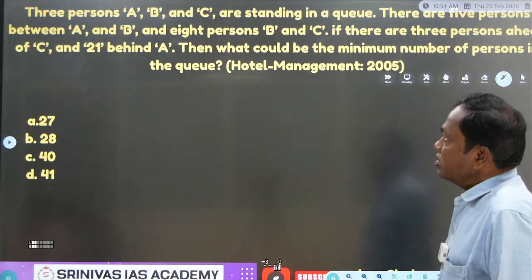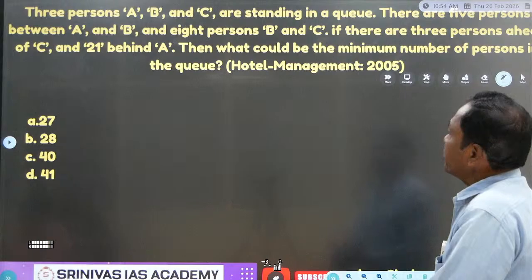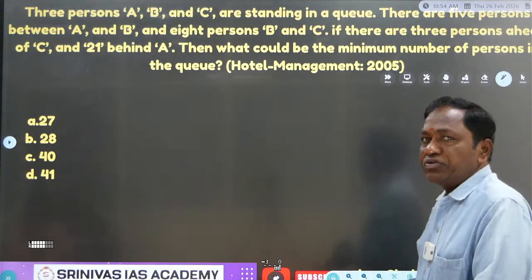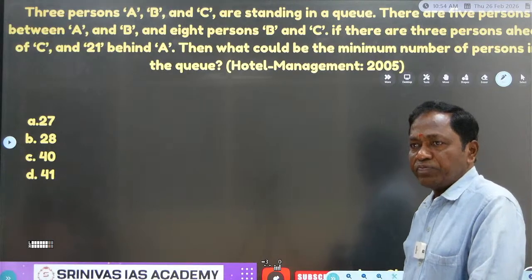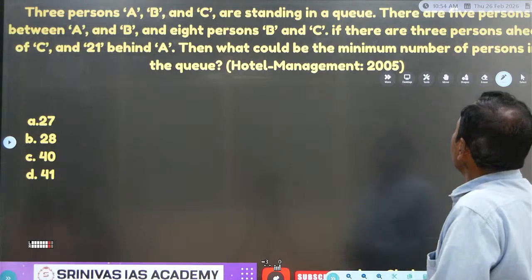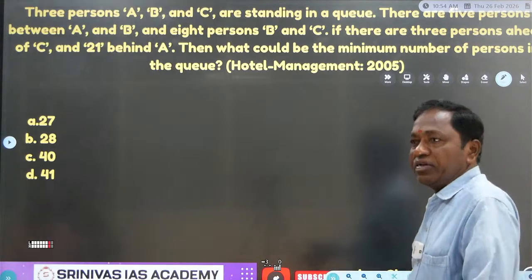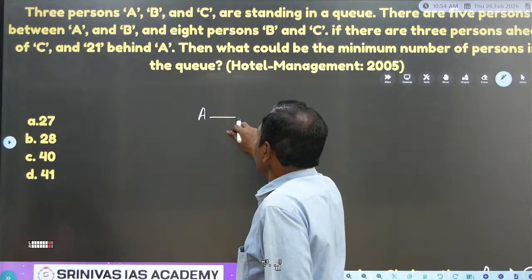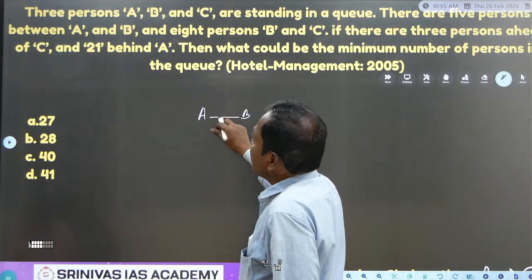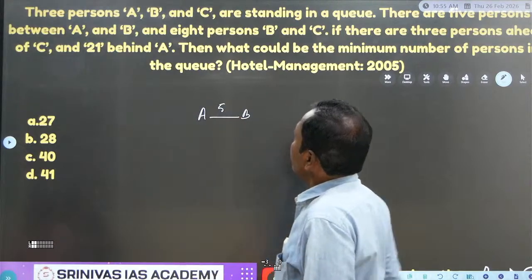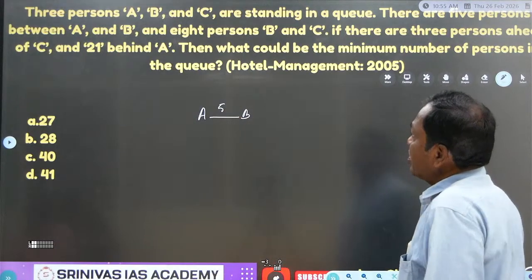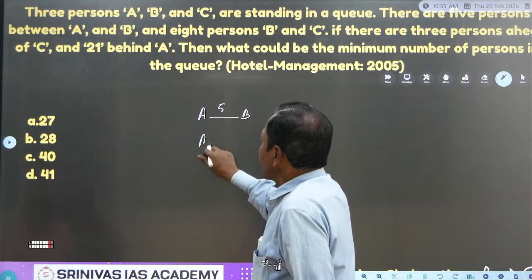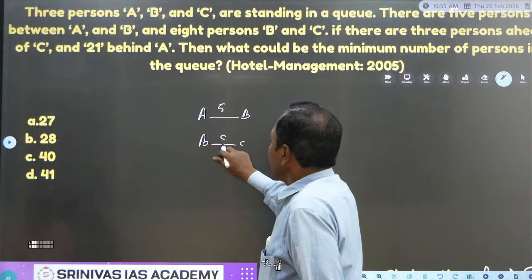Next, 3 persons A, B and C are standing in a queue. We need not download any information from the question here. There are 5 persons between A and B. Now we need to download the information. Between A and B, how many people are there? 5 people. And 8 between B and C.